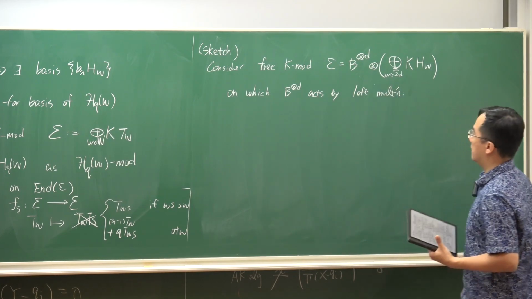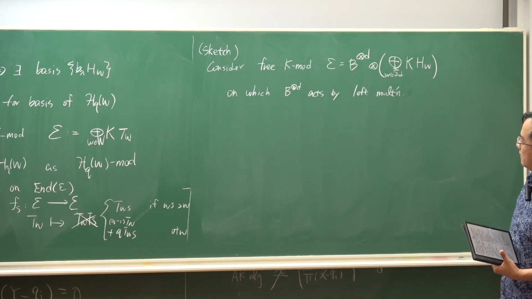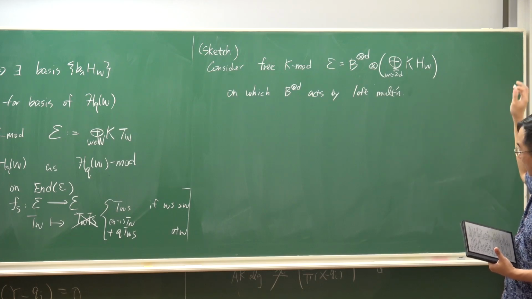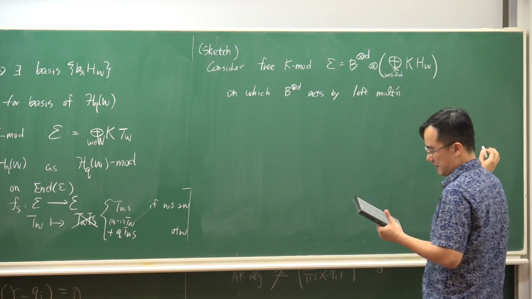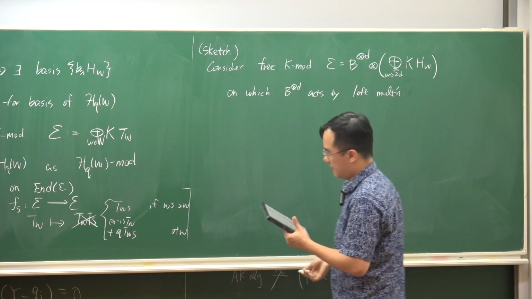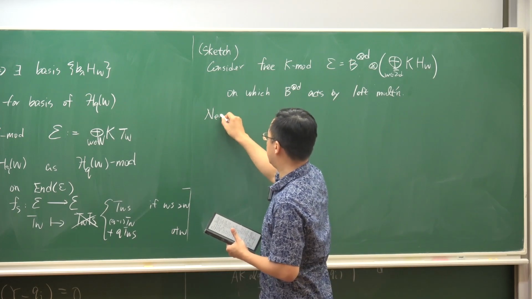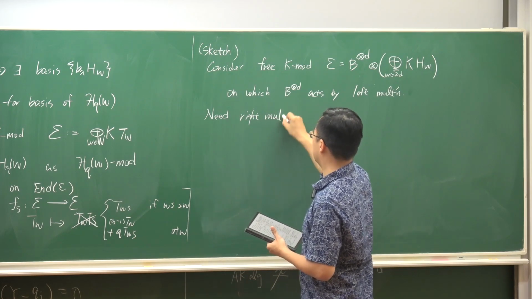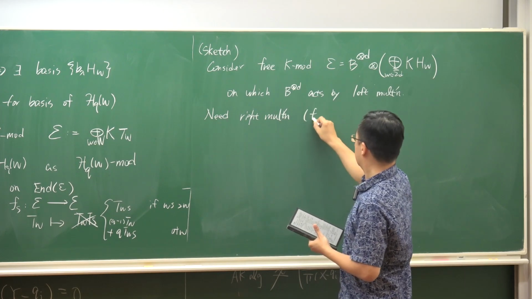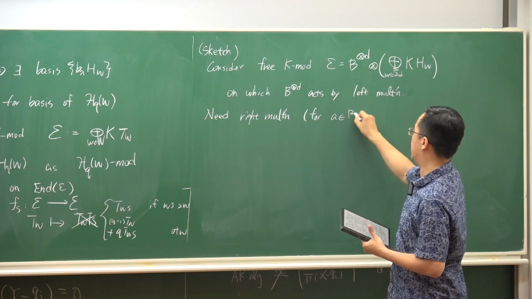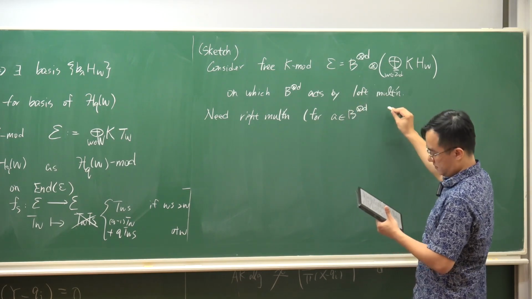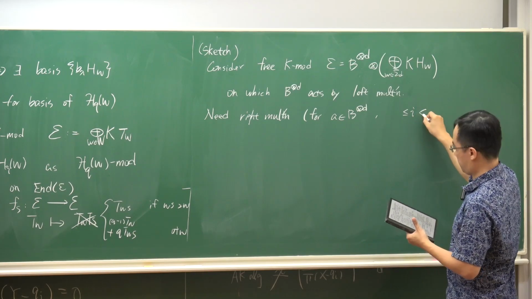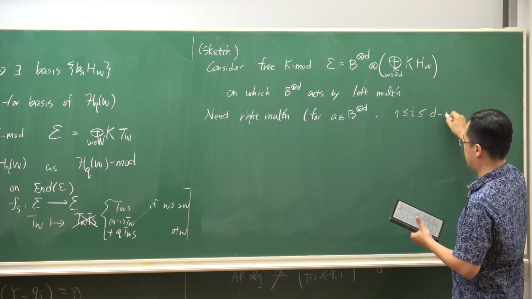But now you want to also act from the right of everything, this is the part that is getting a problem. So we need right multiplication for any element in B tensor D, and we also need the corresponding part for the H_i's.